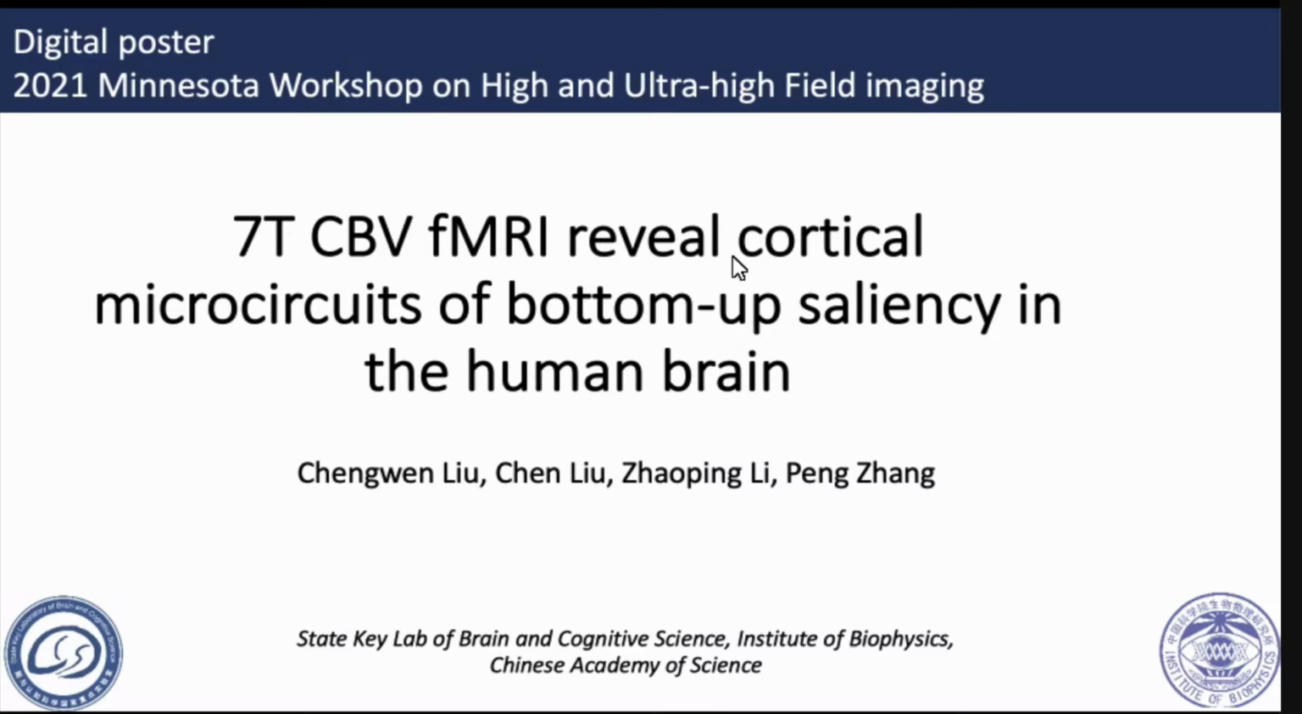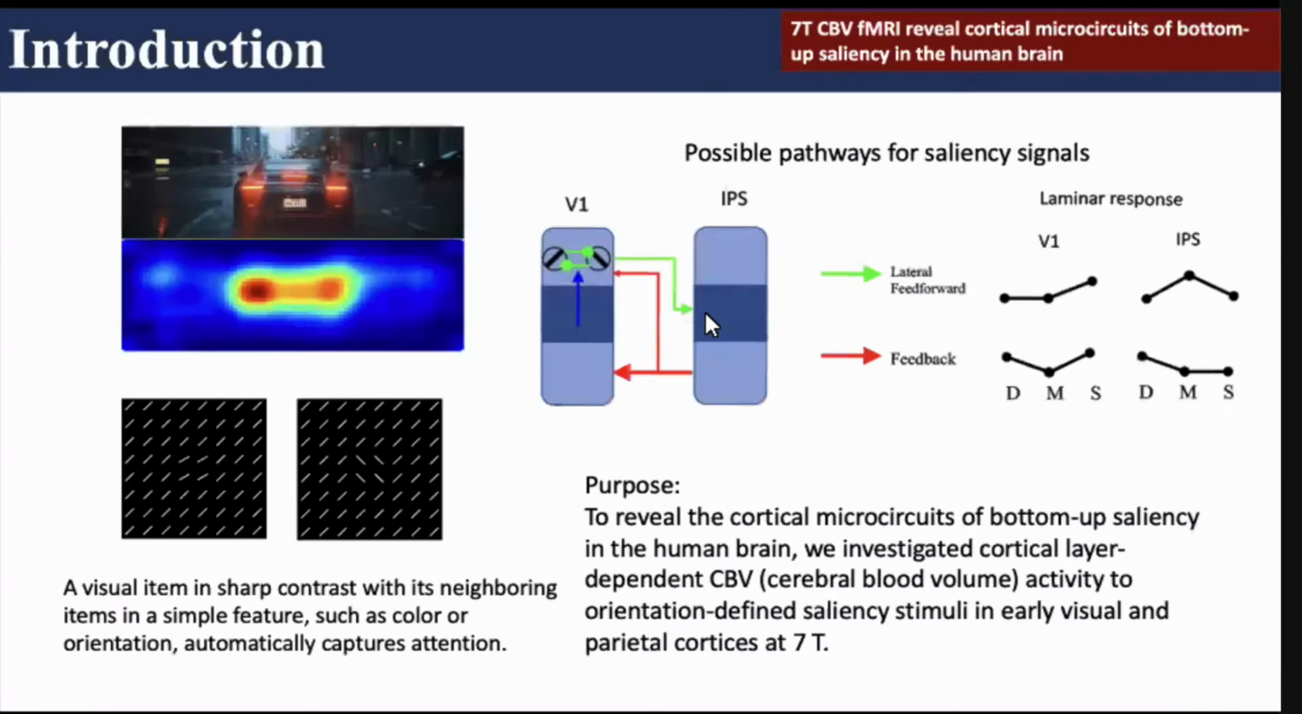So, my poster title of this study is "7T CBV fMRI reveals the cortical microcircuit of bottom-up saliency in the human brain." And we can see that a visual item in sharp contrast with its neighboring items in a simple feature such as color and orientation automatically captures attention. This is called saliency attention or external attention.